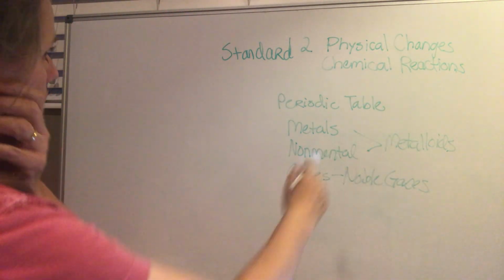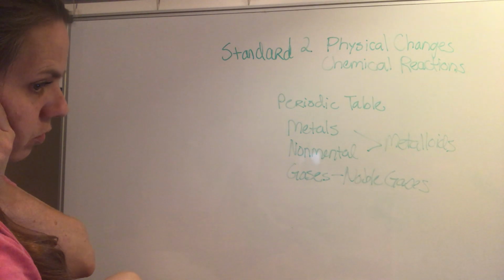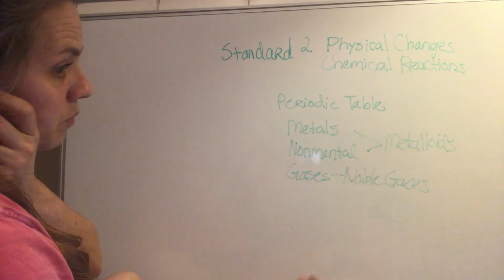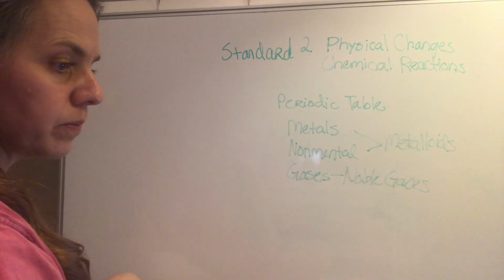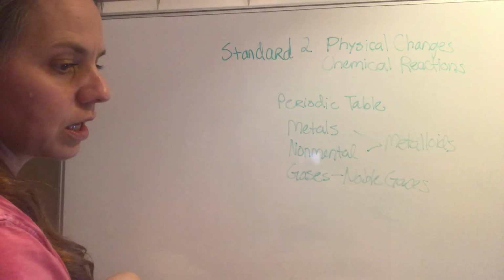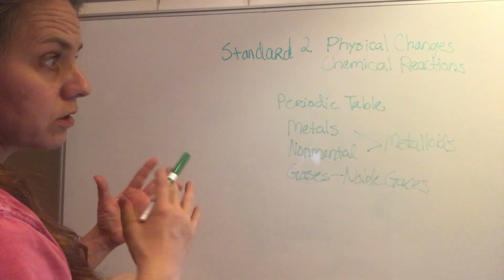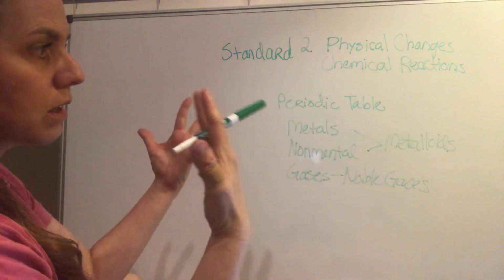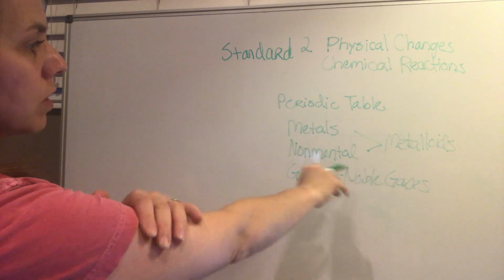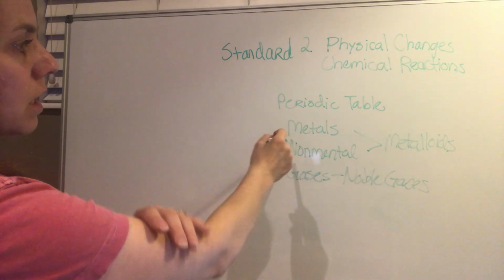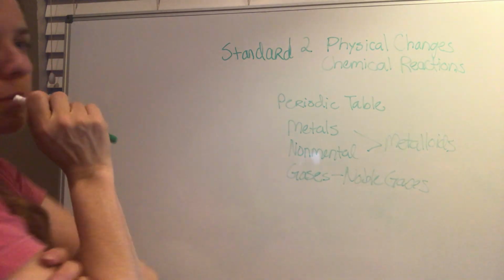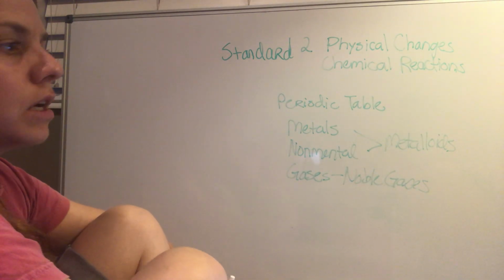And metalloids are like semiconductors that they use in electronic circuits. So they have properties of both being able to conduct electricity and also be an insulator. So they can be turned on and off, things like that. And so all of these things have properties, and we know a lot about properties. We study that a lot this year.